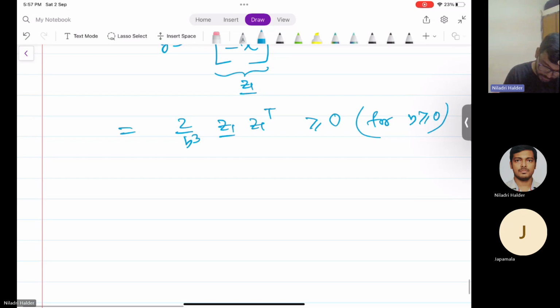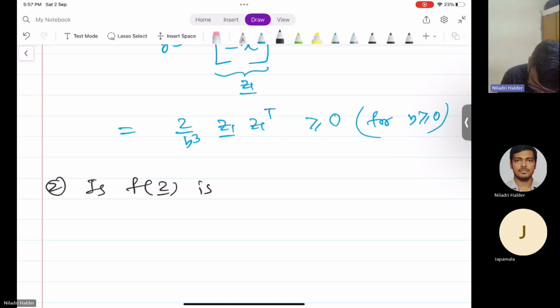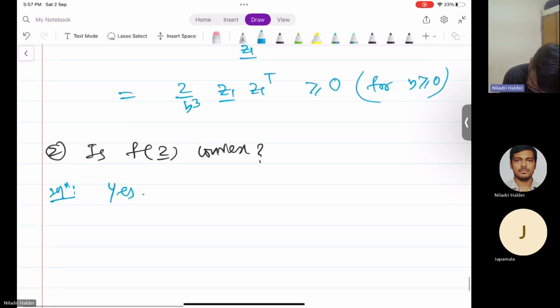And so the second question is: is f of z convex? So the solution is yes, as the Hessian is greater than or equal to 0 for y greater than 0.